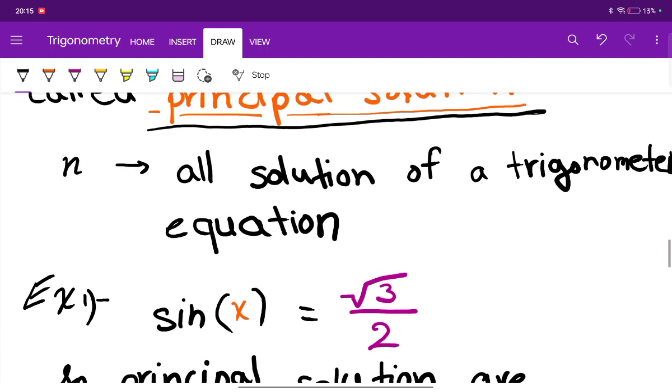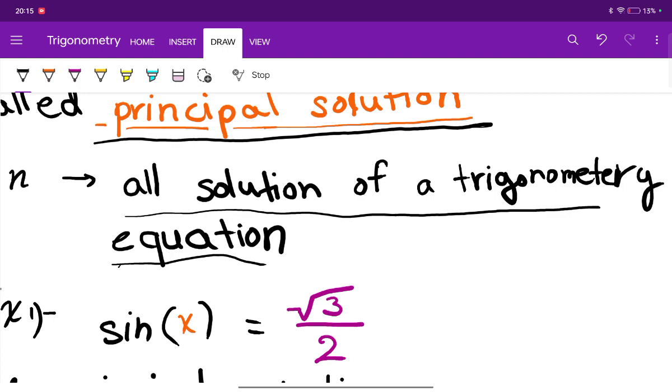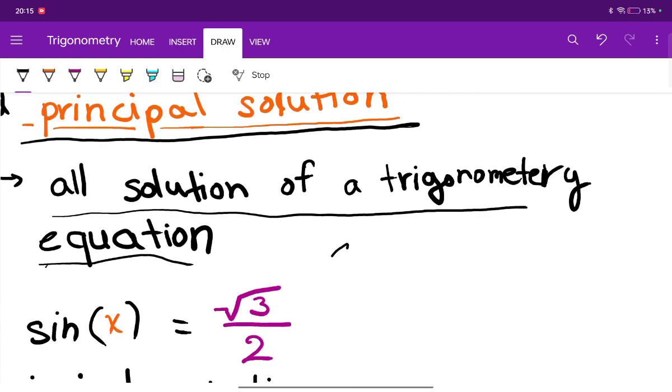n is usually denoted to show all solutions of a trigonometric equation. So in a trigonometric equation, n could be any number, like 1, 0, minus 2, etc.